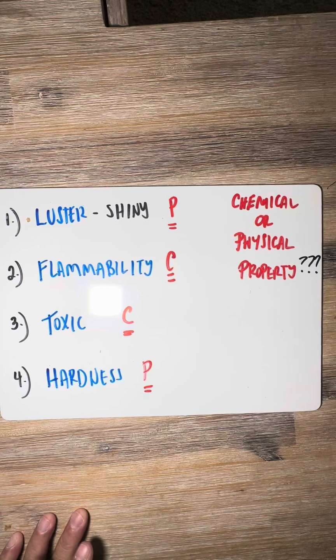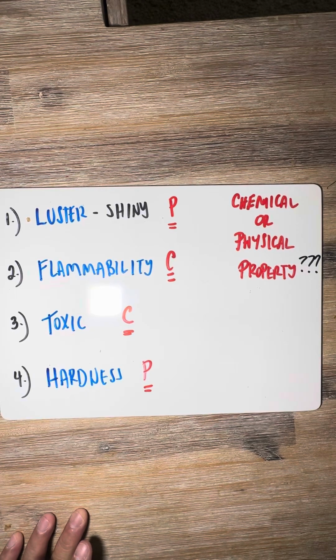So, ladies and gents, that is the difference between physical and chemical property. With one, you can just use your eyes, your sense of sight, and your sense of touch, which is your hands. If you can do that, then it's a physical property. If you have to go beyond that, then it's considered a chemical property.